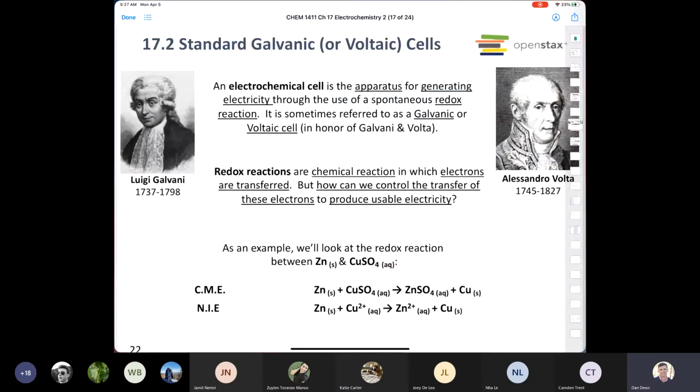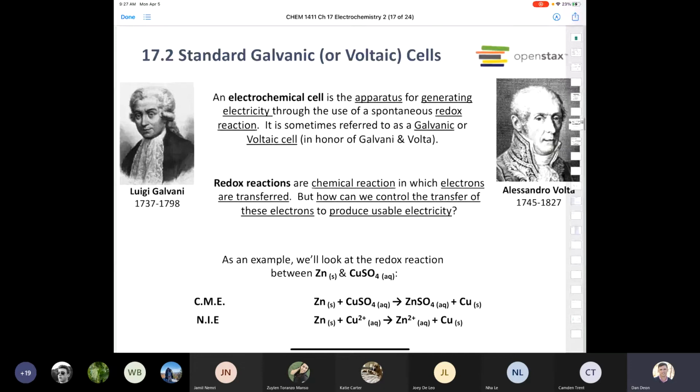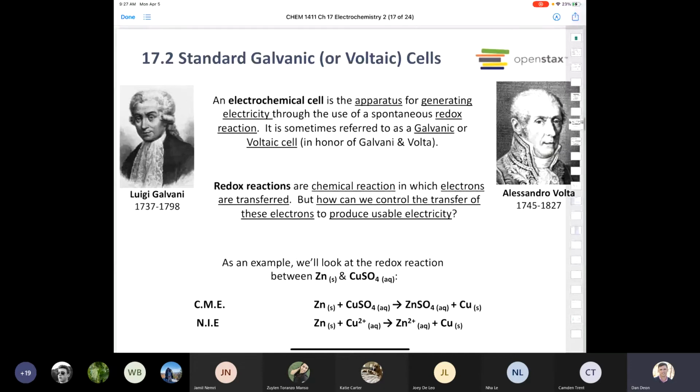All right, Chemistry 1411. We're still dealing with Chapter 17, and we're going to take a look at Section 17.2, which deals with a standard galvanic, or what's sometimes called a voltaic cell. The word volt comes from the surname of Alessandro Volta, and we're going to be generating some energy, and we can measure electrical current in volts.